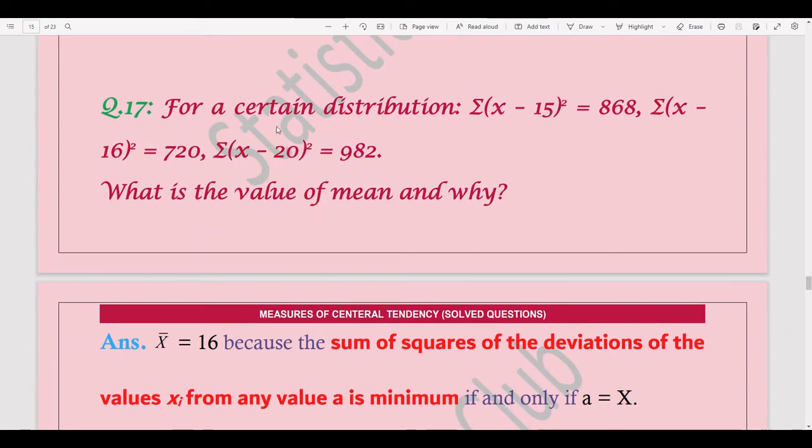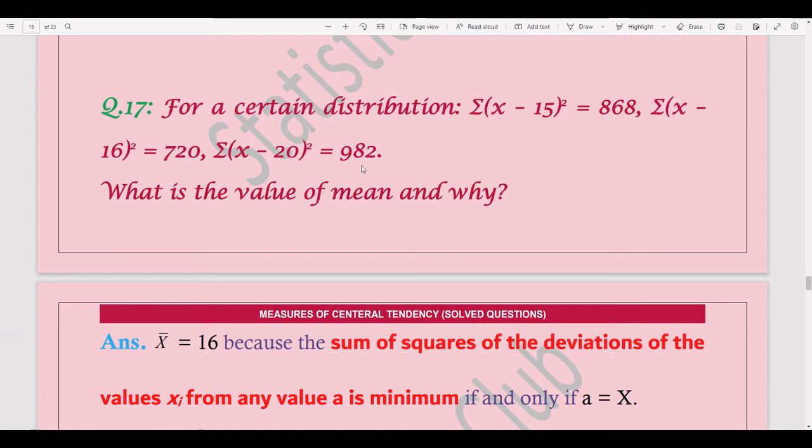Question number 17. For a certain distribution, sum of (x minus 15) square is equal to 868, sum of (x minus 16) square is equal to 720, and sum of (x minus 20) square is equal to 982. What is the value of the mean?